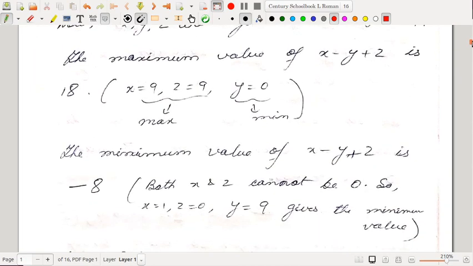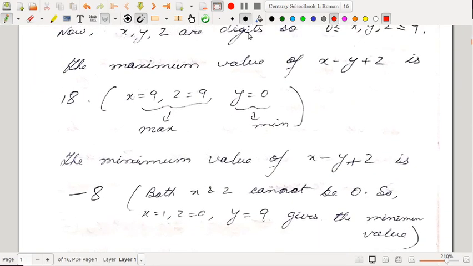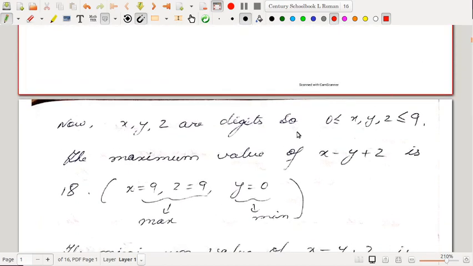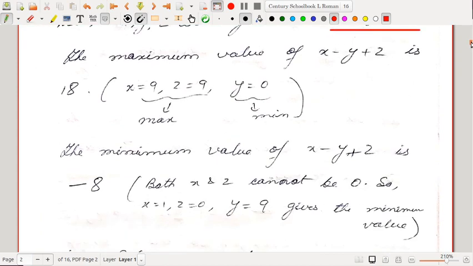Because x, y, z are given to be digits, 0 is less than or equal to x, y, z, which is less than or equal to 9. So values of x, y, z lie between 0 and 9. So the maximum value of x minus y plus z is 18. The maximum value is attained when the values of x and z are maximum and the value of y is minimum, because we have a minus y here. So the maximum possible value of x minus y plus z is 18.